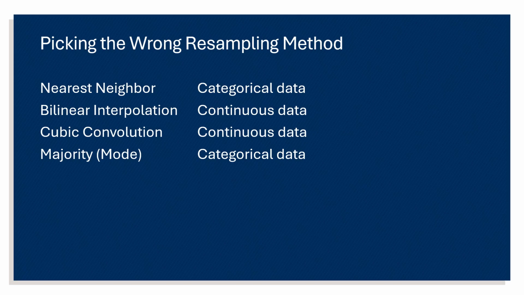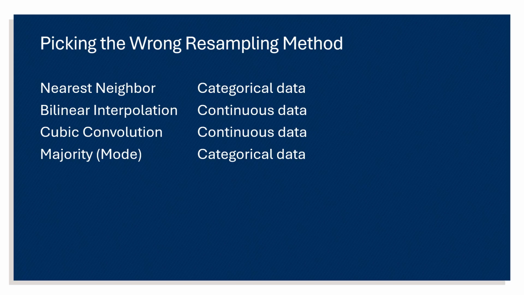Bilinear is something we would use for continuous data. Here's an elevation of 10. Here's an elevation of 12. My new point's in between. Add 10 and 12, average them, I get something in the 11 range. Well, that's probably what it's going to be. Cubic convolution, same concept. The only difference between these two really is the size of the area of influence. One looks at 4 cells, one looks at 8.